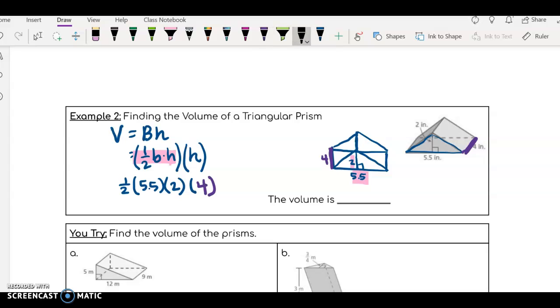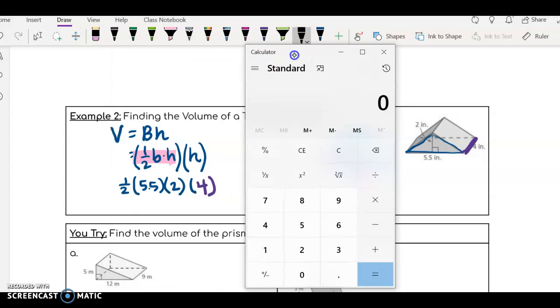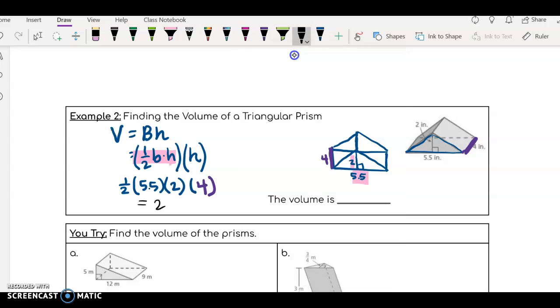And we're going to plug all of that into our calculator. So 1/2 base times height. So I'm going to do the base times the height. So 5.5 times 2 divided by 2, because we want half of that, times 4. So we get 22 inches cubed for our volume.